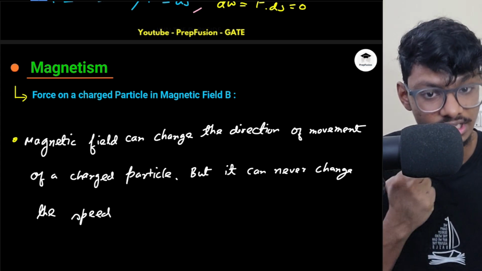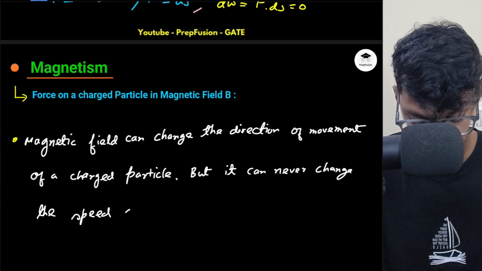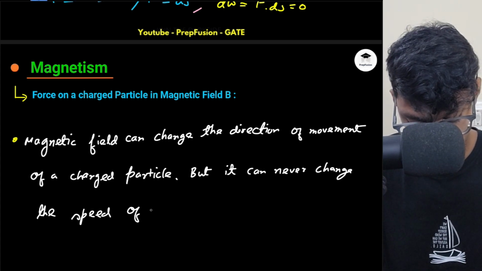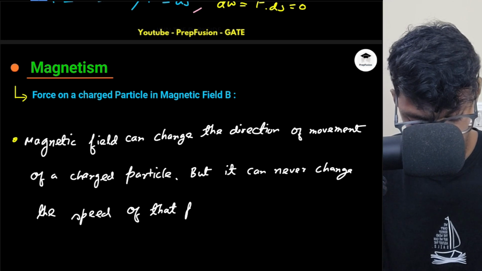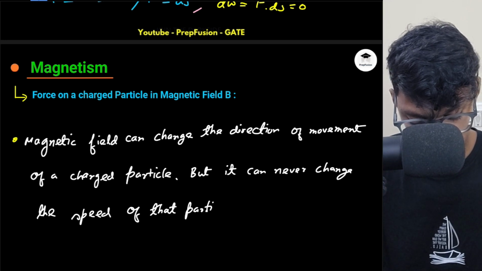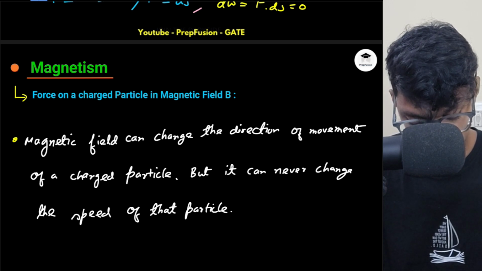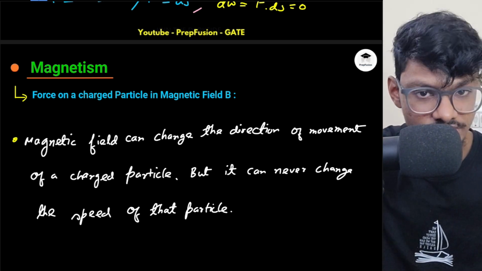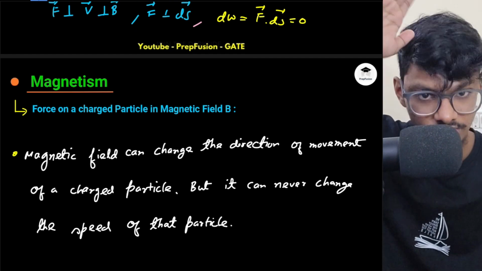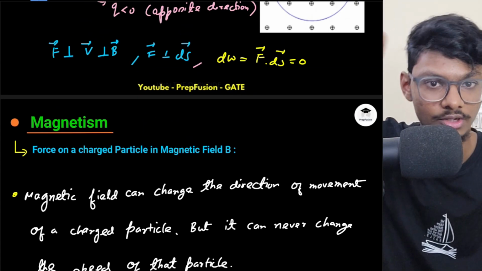Speed is a scalar quantity, so it will never change the speed of that particle. So speed won't get changed. That's why there is no acceleration along the direction, and that's why there is no work done. It only changes the direction.